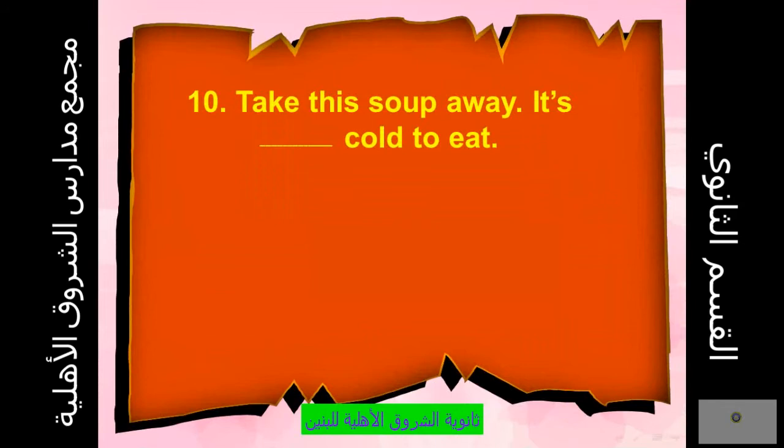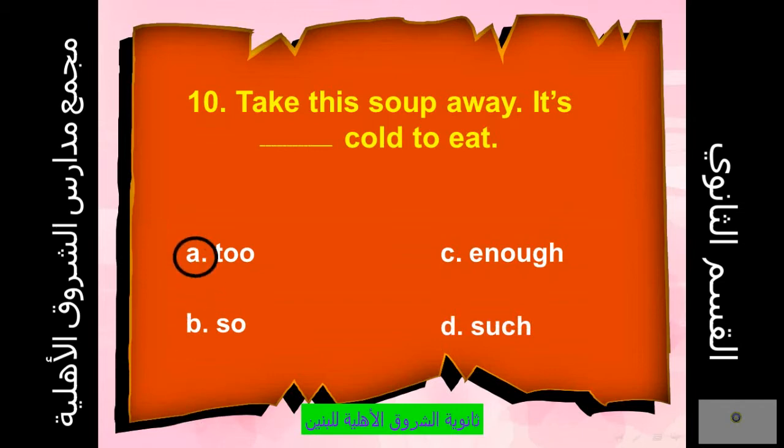Question number 10. Take this soup away. It's space cold to eat. Too cold, so cold, enough, or such. Here we have an adjective plus to and the infinitive. So we must use too. The right answer is too, which means that the soup is very very cold and you can't eat it.